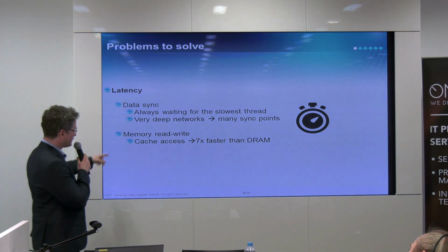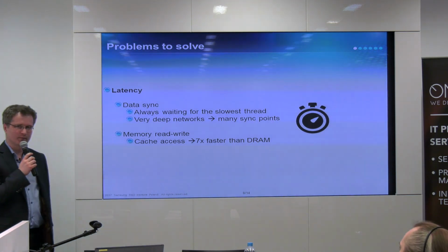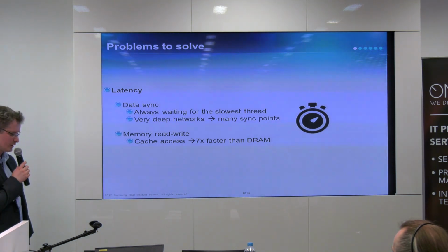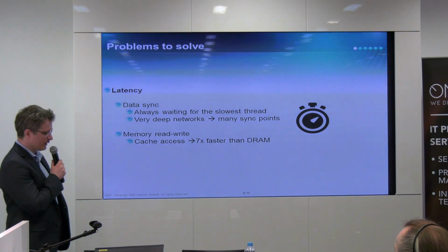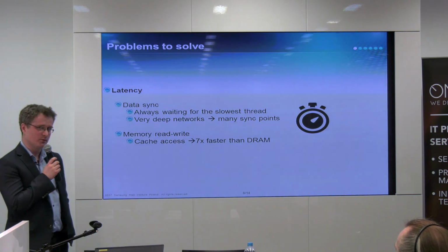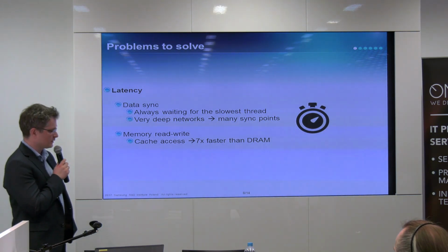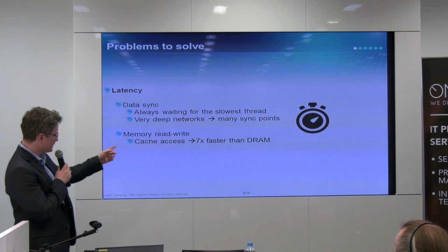And if we have very deep networks, we have many synchronizing points. The other thing is, again, with memory, if we use the cache, we are fast. But if you use dynamic RAM, it's 7 times slower.